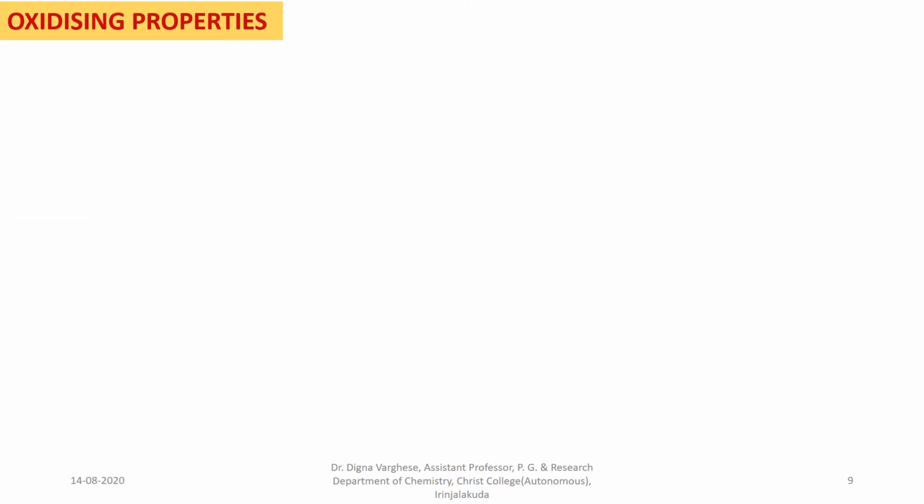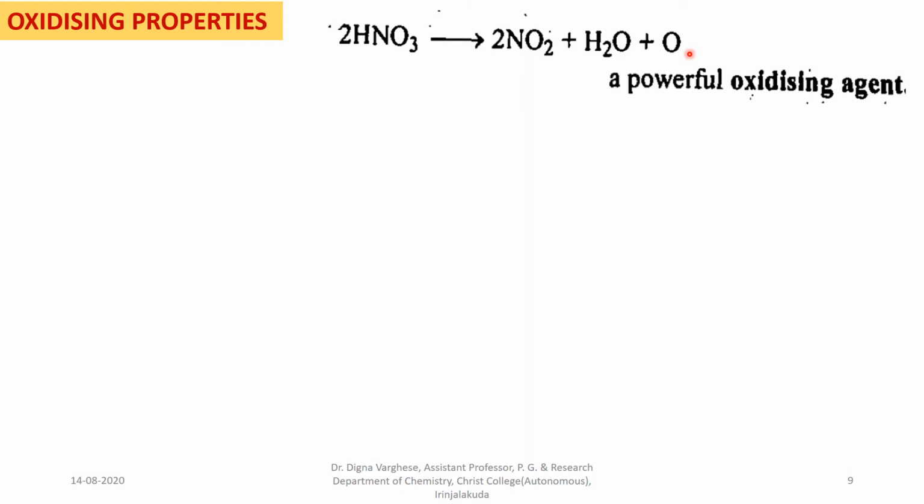Oxidizing properties. Nitric acid behaves as a strong oxidizing agent. Its action on metals, nonmetals, metalloids and compounds are considered here as the oxidizing properties of nitric acid. Nitric acid decomposes to nitrogen dioxide, water and oxygen. This oxygen is responsible for its oxidizing properties. Nitric acid acts as a powerful oxidizing agent. First reaction is action with metals.